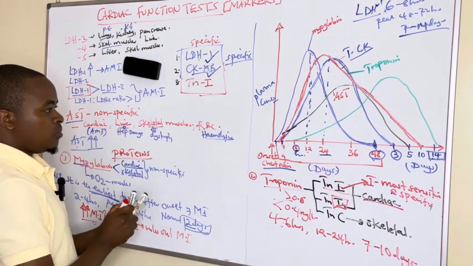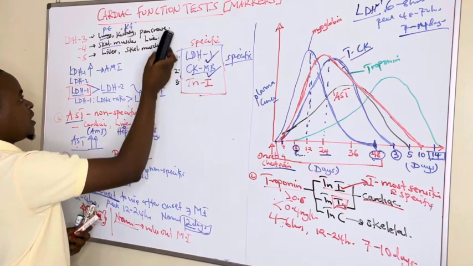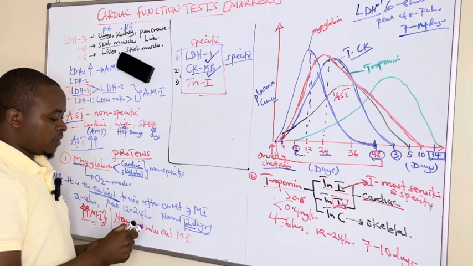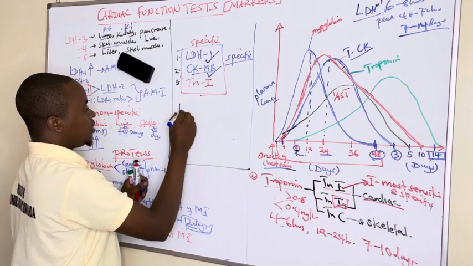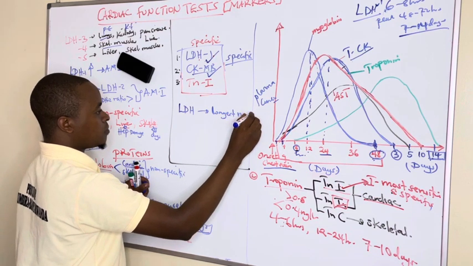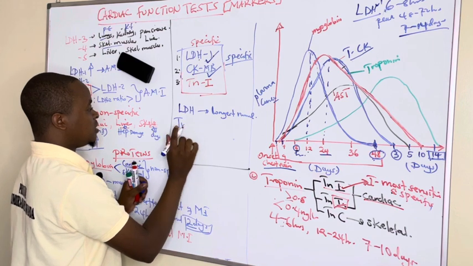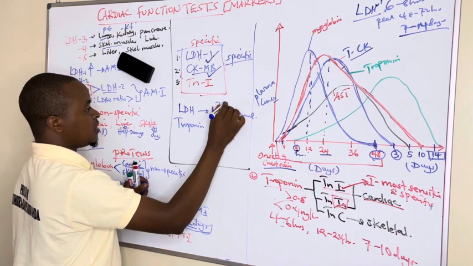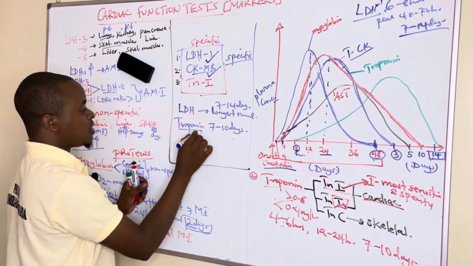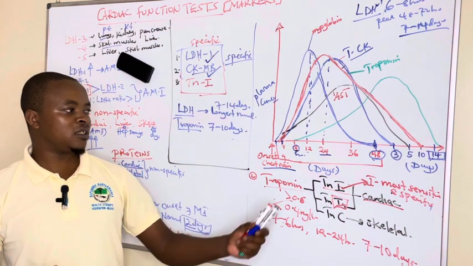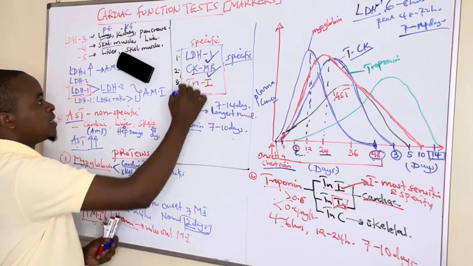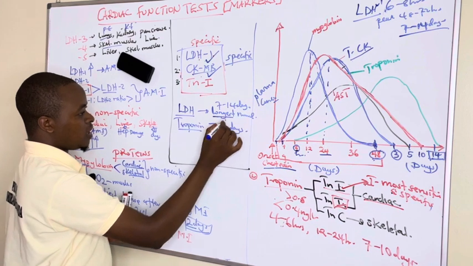So, as we can add on our summary, LDH is the one that takes the longest to return to normal, and it is followed by troponin. Troponin follows, because this one we said takes 7 to 14 days, and this one takes 7 to 10 days. Why am I putting them here is to know that whenever you are suspecting myocardial infarction has taken long after the onset of chest pain, you can easily know which test to request to perform.